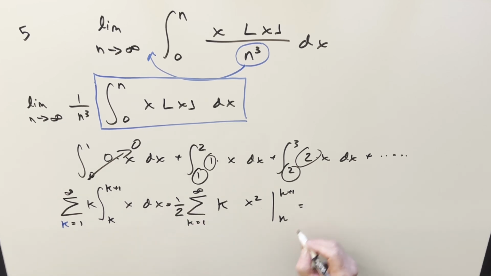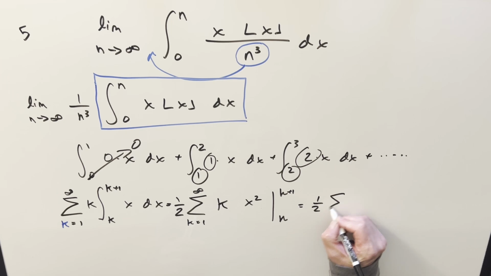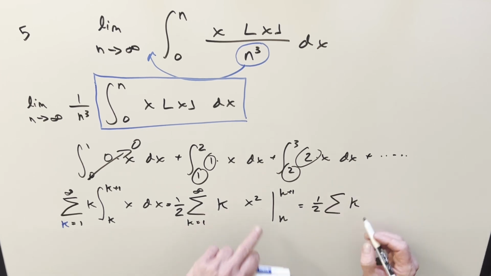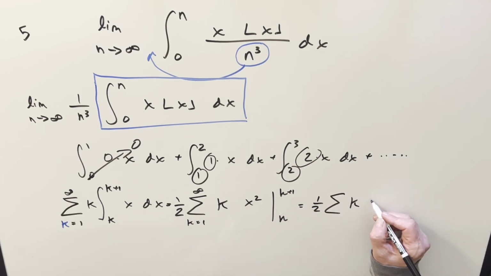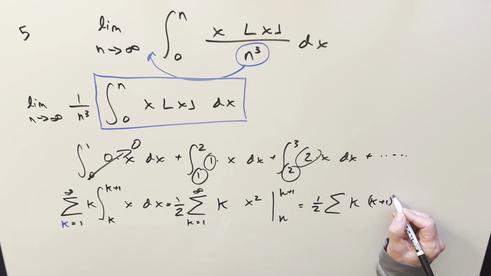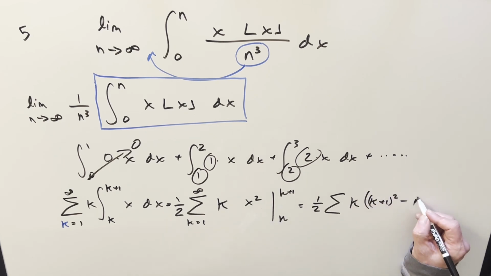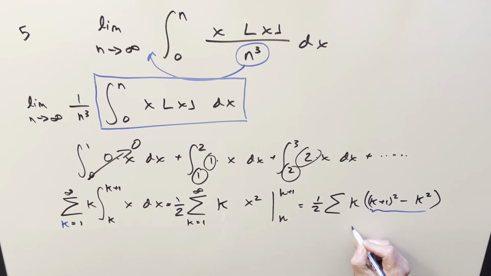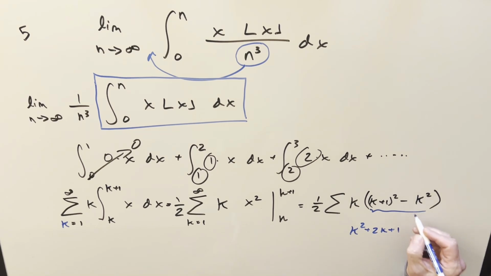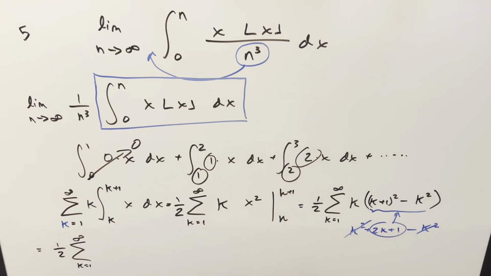Now we can evaluate at these limits. We have half times the sum of k times, plugging in the bounds, k plus 1 squared minus k squared. We can simplify this by expanding it out to k squared plus 2k plus 1 minus k squared, and the k squared terms cancel, leaving 2k plus 1. Next, let me distribute the k into the 2k plus 1. Now inside our sum, it becomes 2k squared plus k.